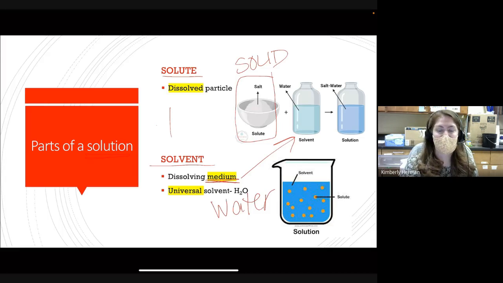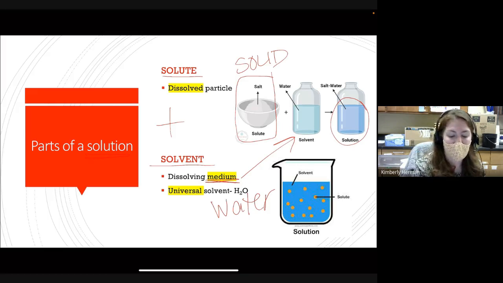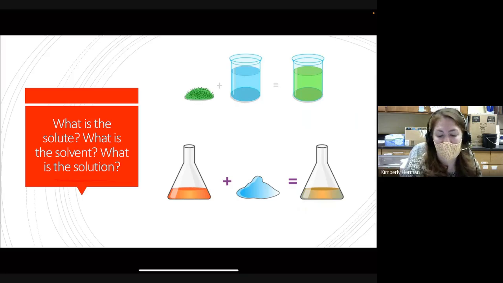Now, your solute could be a solid, liquid, or gas. We're primarily going to look at solutes when they are in the solid form. So our solid dissolves in our water, our dissolving medium, our liquid, and then it makes a solution, a physical blend of the two. So, what is the solute for example number one? What is the solvent? And then what is the solution? Underneath your notes, you have each part. So, take a moment, pause the video, come back to it.